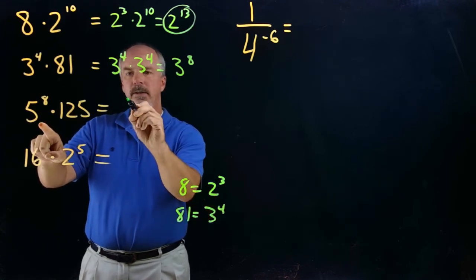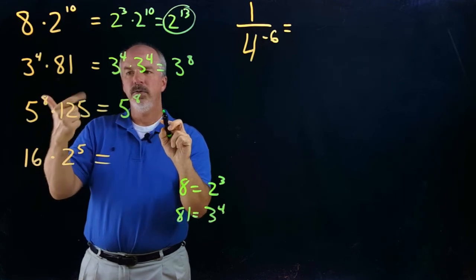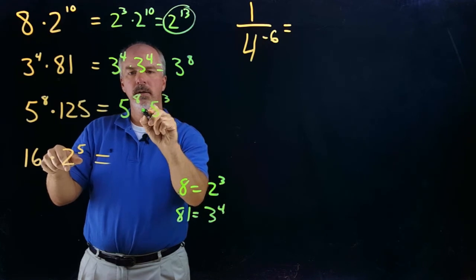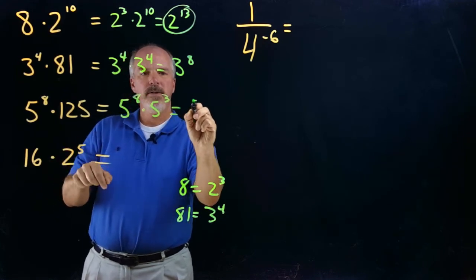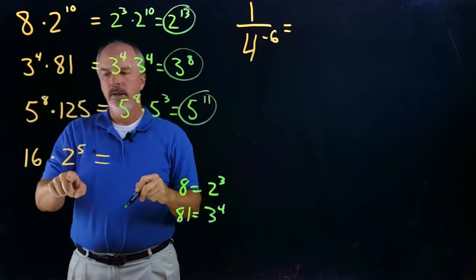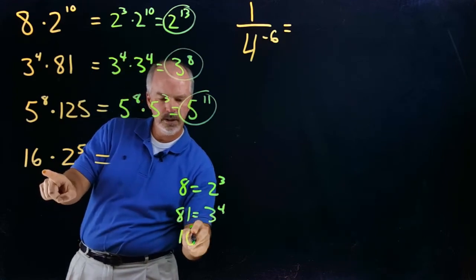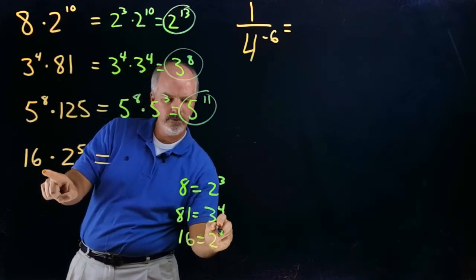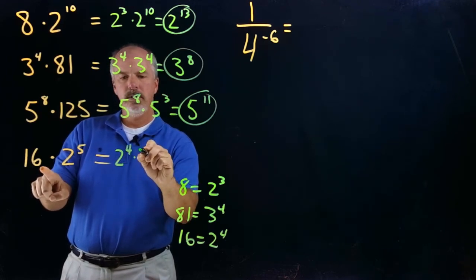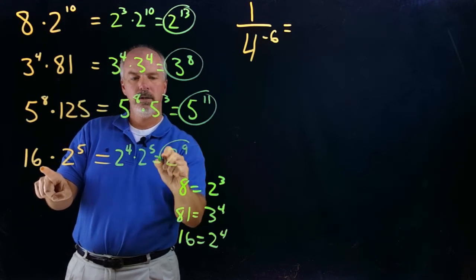5 to the 8th times 125. That's 5, 25, 125, so 5 to the 3rd. Okay, and that's going to be 5 to the 11th. All right, 16 is 2 to the 4th, so 16 equals 2 to the 4th. So I can substitute 2 to the 4th times 2 to the 5th, and I'll get 2 to the 9th.